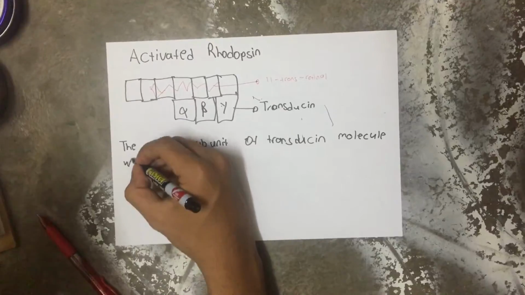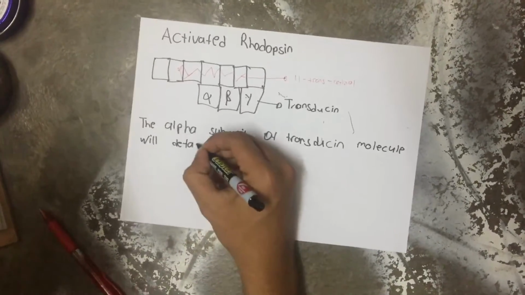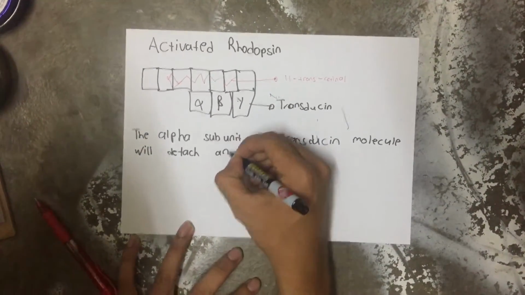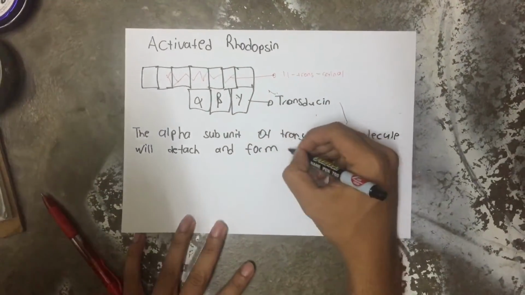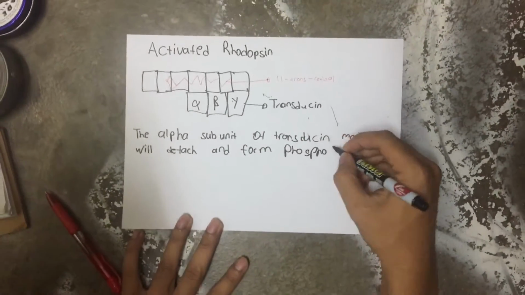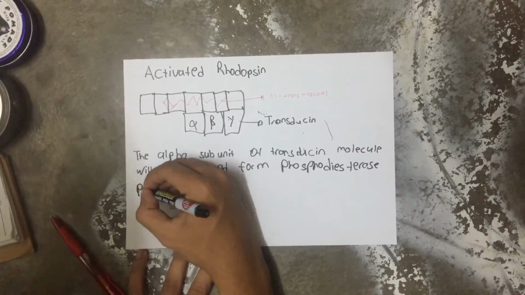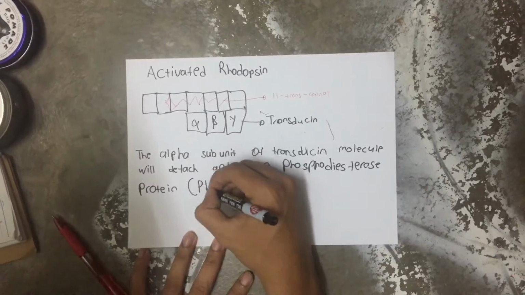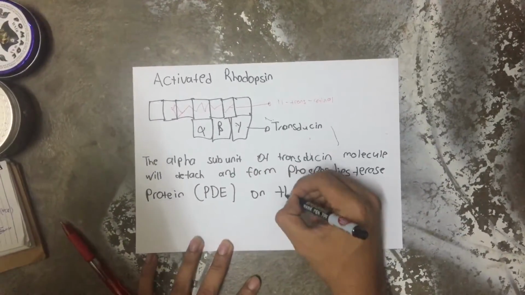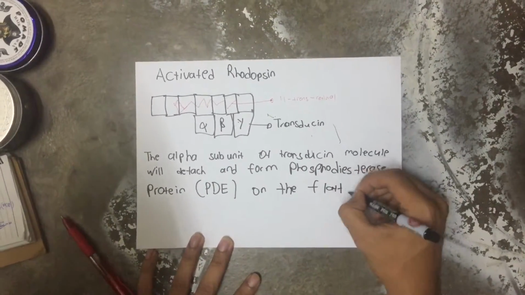The alpha subunit of the transducin molecule will detach and activate phosphodiesterase protein, known as PDE, on the flattened disc.